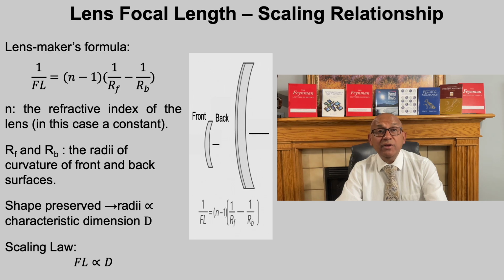Now, if we preserve the overall shape of the lens, then both radii scale with the characteristic dimension d. That means as we shrink or enlarge the lens, its curvature scales accordingly. The scaling law that comes out of this principle is very powerful. Focal length is directly proportional to the lens size d. So when we miniaturize optical systems, focal lengths shrink proportionally, allowing compact lenses to focus at much shorter distances.